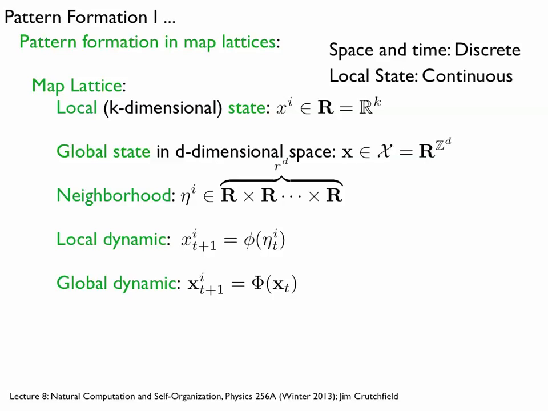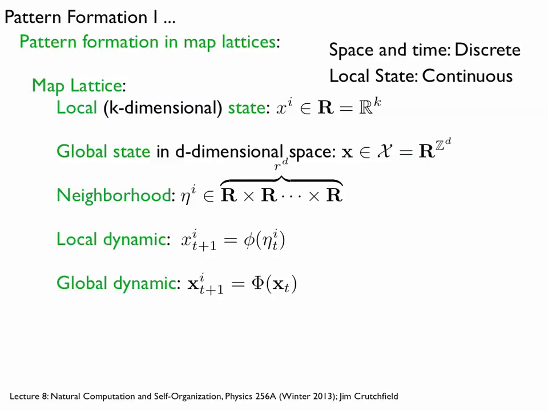Now, if we have n lattice sites, the dimension of the system is going to be determined by the local dimension, say one dimension, and if I have n lattice sites, I'll have an n-dimensional system. If I had a d-dimensional local state and then a lattice in one or two spatial dimensions, I have a very high dimensional mapping. But it's a discrete time mapping nonetheless.